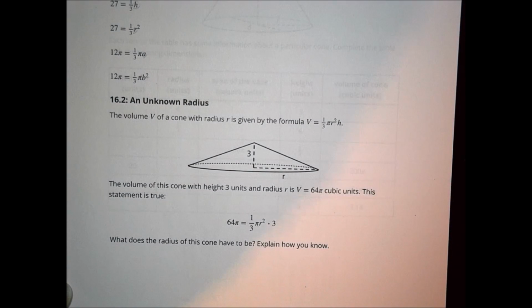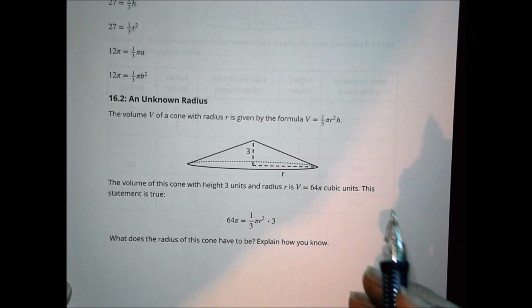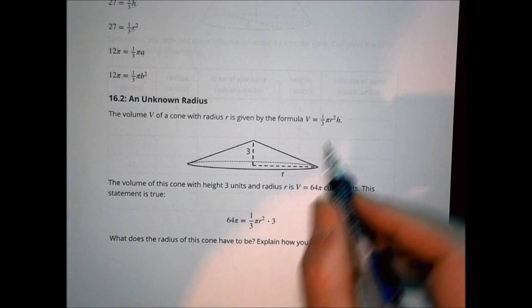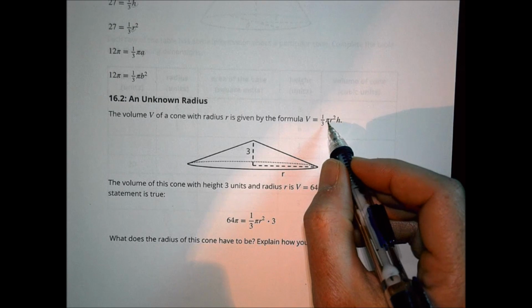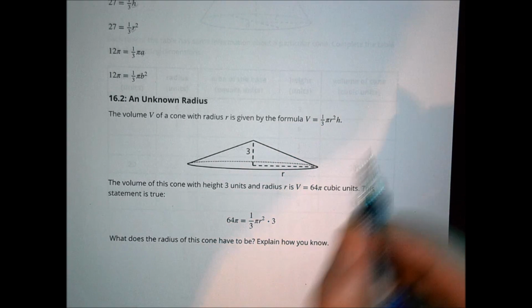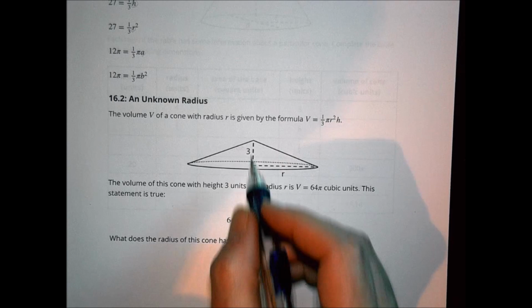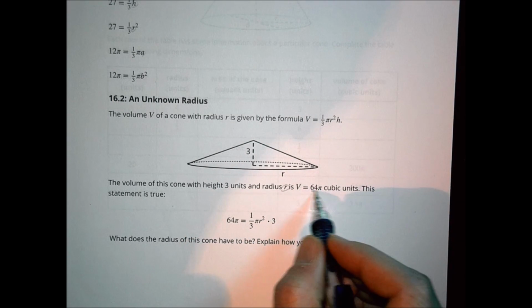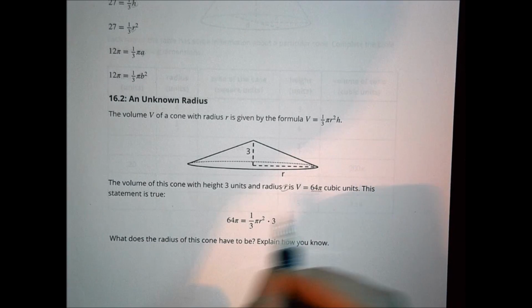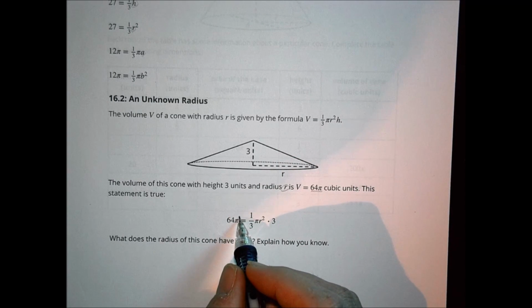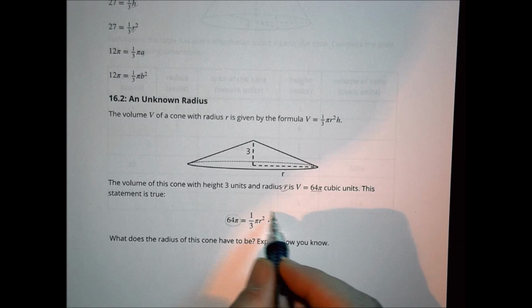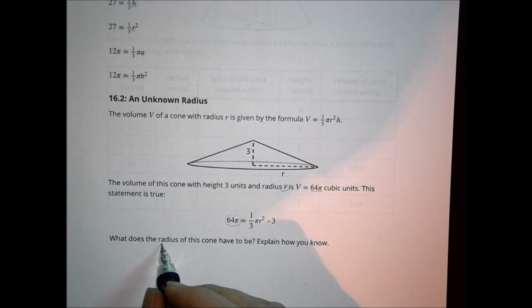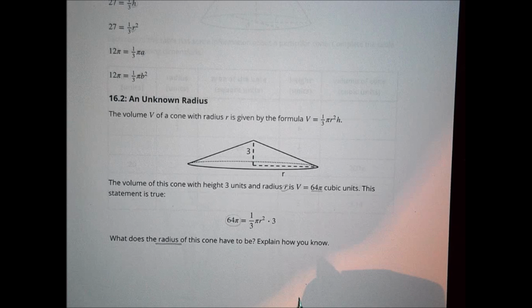Okay, number 2, an unknown radius. The volume of a cone with radius r is given by the formula volume equals 1/3 pi r squared h. The volume of this cone with height 3 units and radius r is 64 pi cubic units. This statement is true. So 64 pi equals this whole stuff there. What does the radius of this cone have to be?